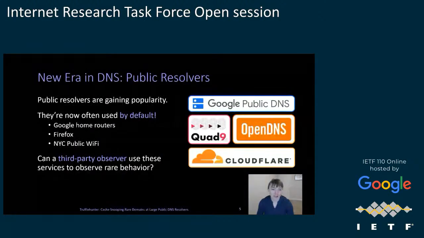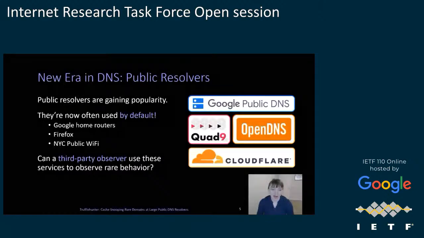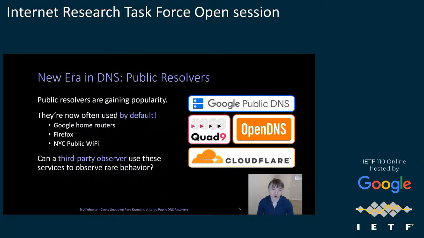Fortunately, we're kind of entering this new era in DNS right now, and that's because these public DNS resolvers are starting to gain more popularity. It used to be that it was only power users and people who were really tech savvy who would be using public resolvers, but we're starting to see them get hard-coded by default. For example, Google Home routers all use Google's Quad 8 service by default, and Firefox routes all their DNS queries to Cloudflare. We even see that New York City's entire public Wi-Fi network now uses Quad 9.